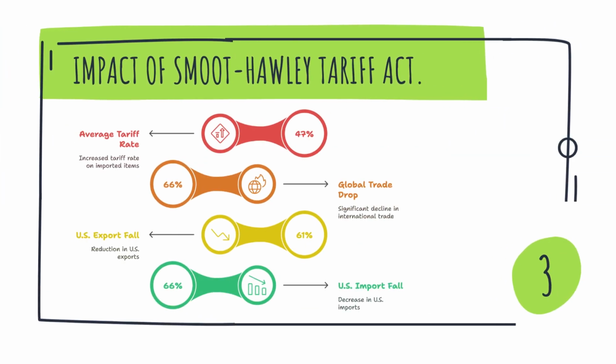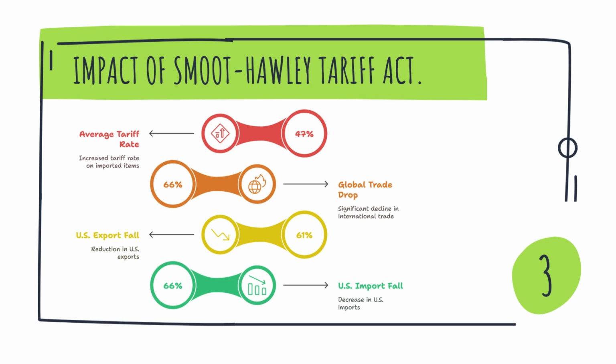Then came the Smoot-Hawley Tariff Act of 1930. It raised tariffs on over 20,000 imported items. The average rate jumped from 40% to 47%. The intention was to protect American farmers and manufacturers during the Great Depression. But it backfired. Over 1,000 economists warned against it.